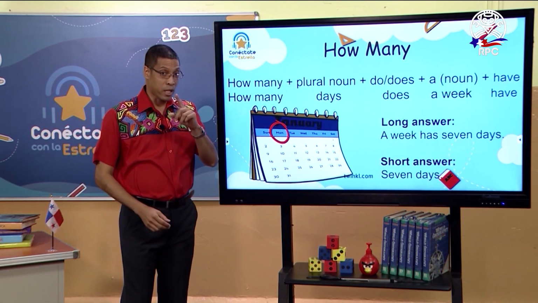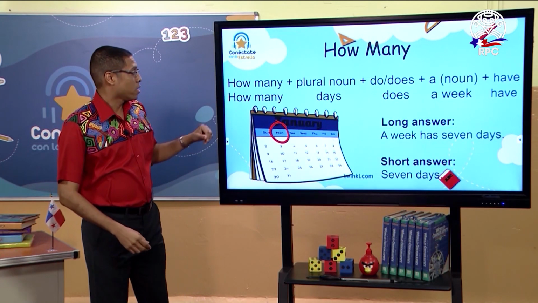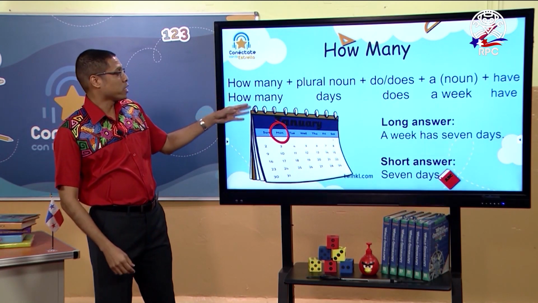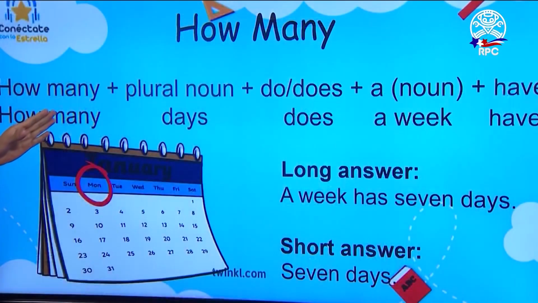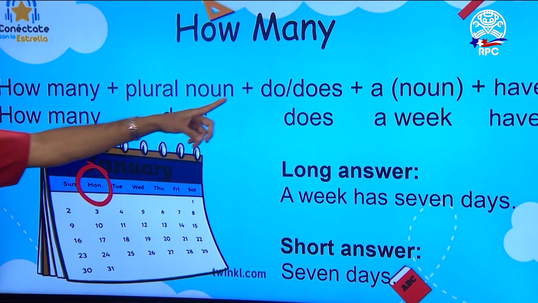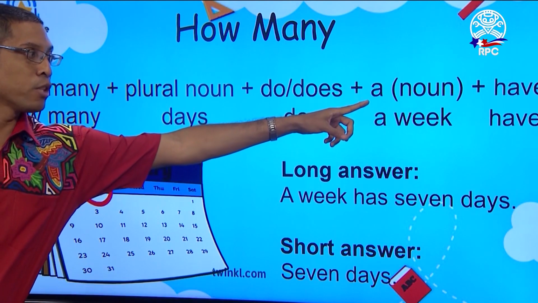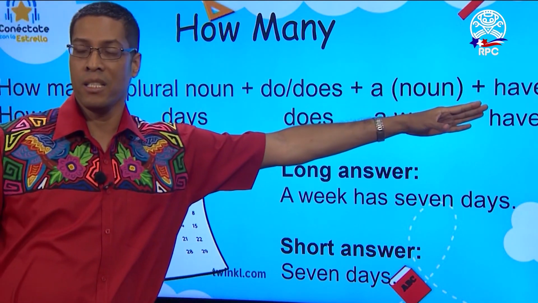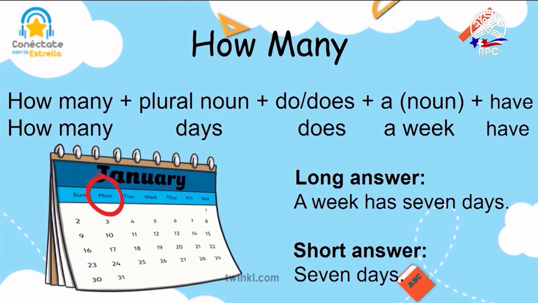Okay, check out the following explanation. You have how many, which is the question. You have a plural noun. You have the verb does, usually another noun, and finally, the word have. Usually, not always, but let's see. Let me give you an example.